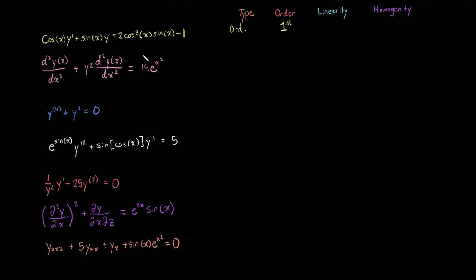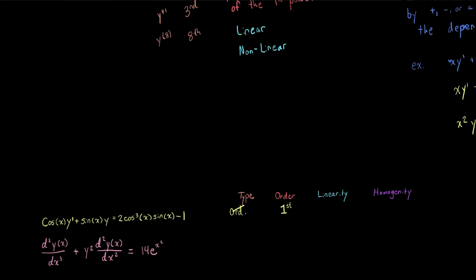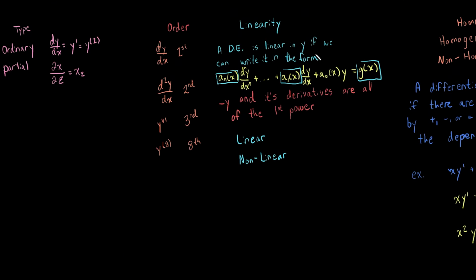Now let's check if this is linear or non-linear. Remember, if we go back to our definition real quick, a differential equation in y is linear if we can write it in the form of a sub n of x. So remember, attached to every one of our derivatives, we have a function of only x. So let's go ahead and check that.